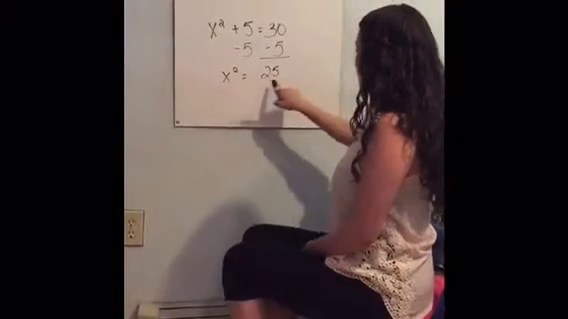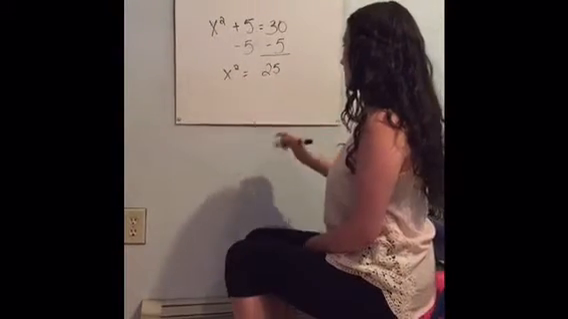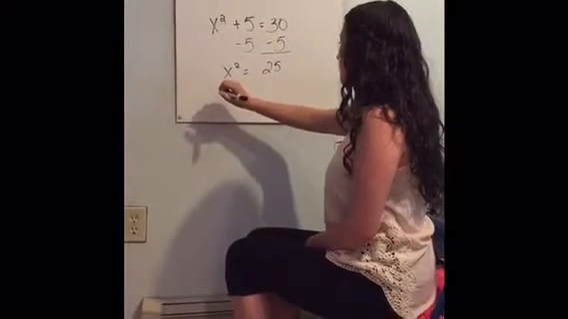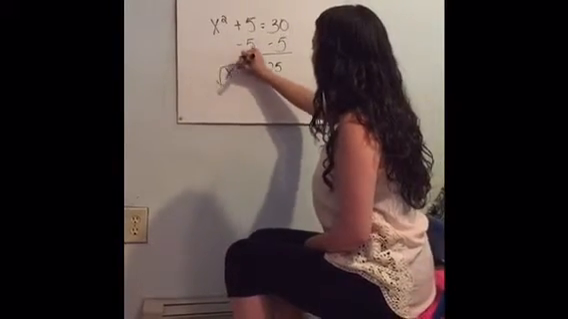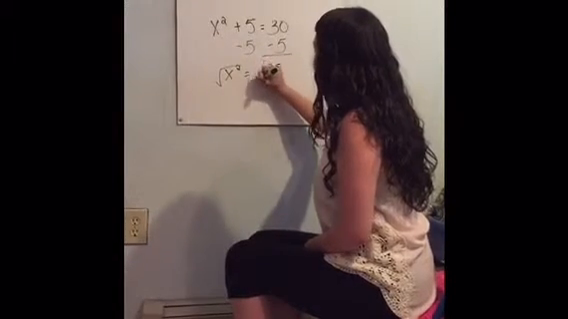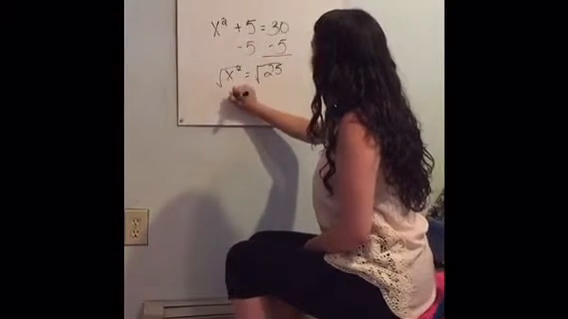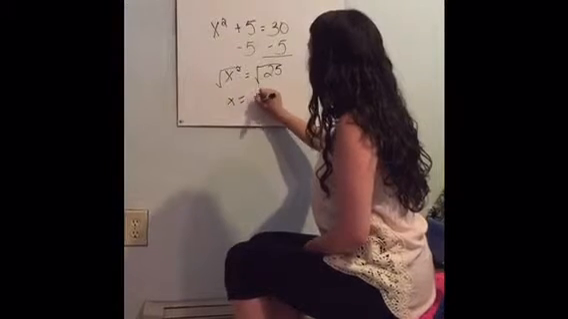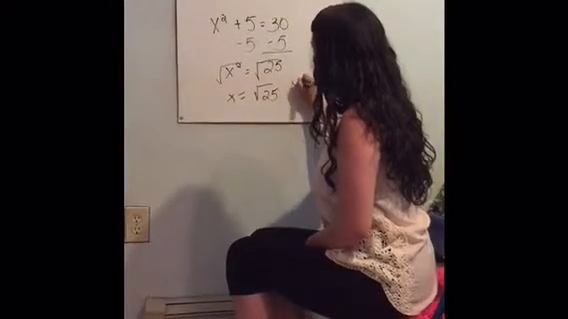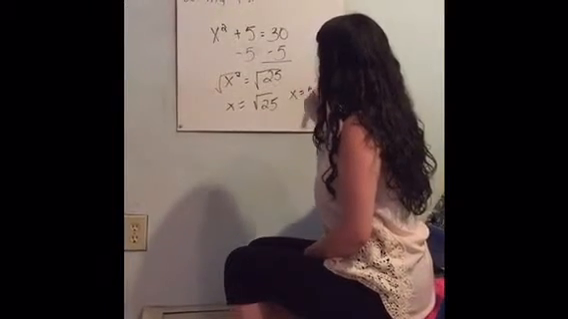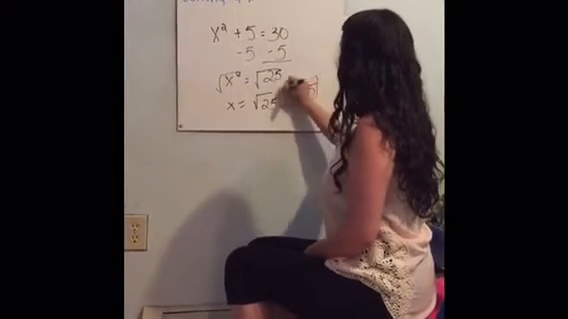But you can't solve yet because the x is still squared. So to get rid of the squared, you have to do the reciprocal, which would be square rooted. But you have to do it to both sides. So we would get x equals the square root of 25. And then we know that the square root of 25 is 5, so x equals 5.